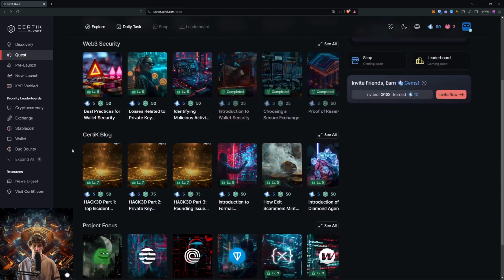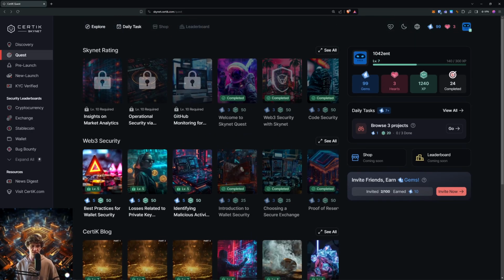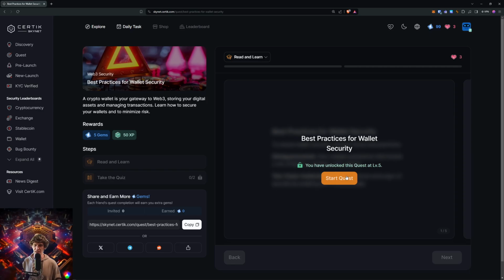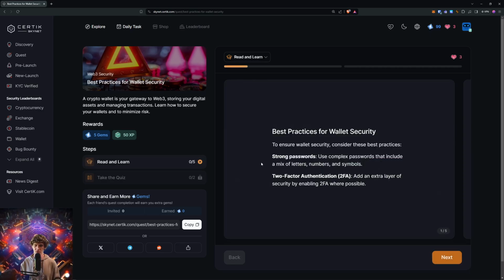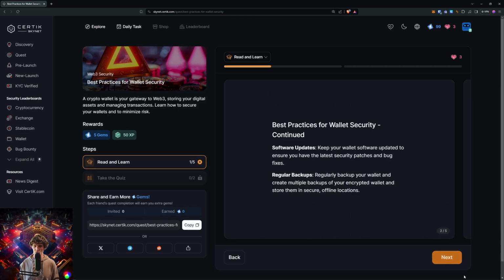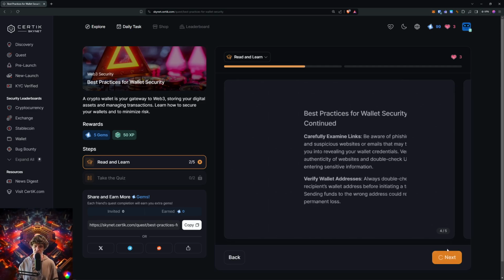Okay, so now we will begin this one with the Web3 security. Looks like we need to wait till level 10, so we will complete level 5. The best practices for wallet security: strong passwords, 2FA, software updates. Make sure your wallets are regularly updated, and back up your wallet and create multiple backups of your encrypted wallet. Store them in offline locations. Avoid public Wi-Fi. Private key security: keep your private keys offline whenever possible and do not share private key information with anyone else.